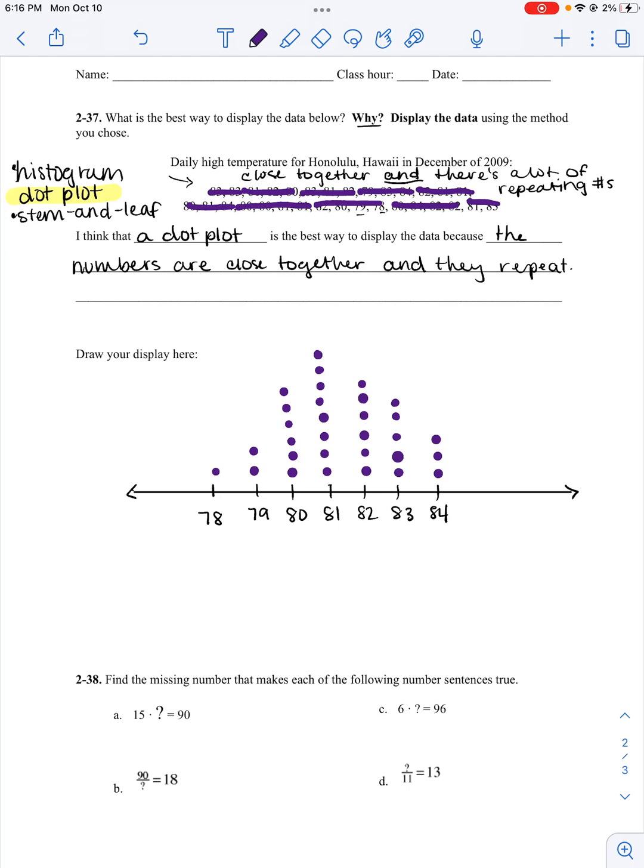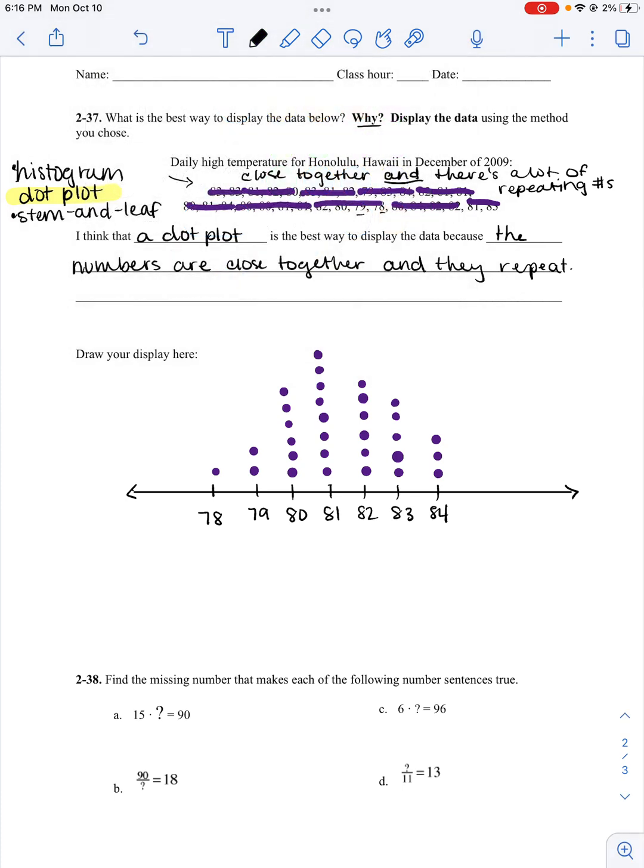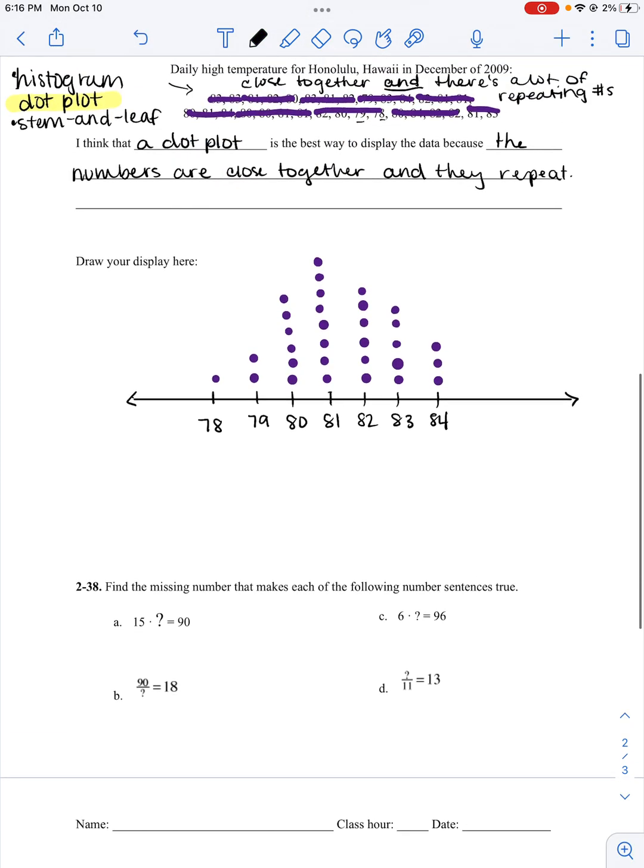My dot plot should look like this. 81 was the most reoccurring temperature in Honolulu, Hawaii in December of 2009.